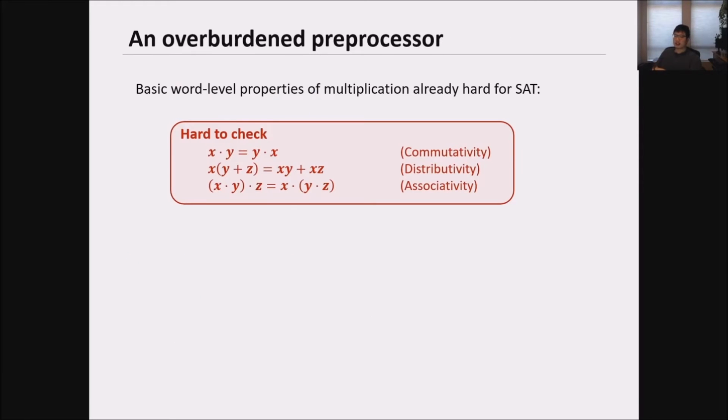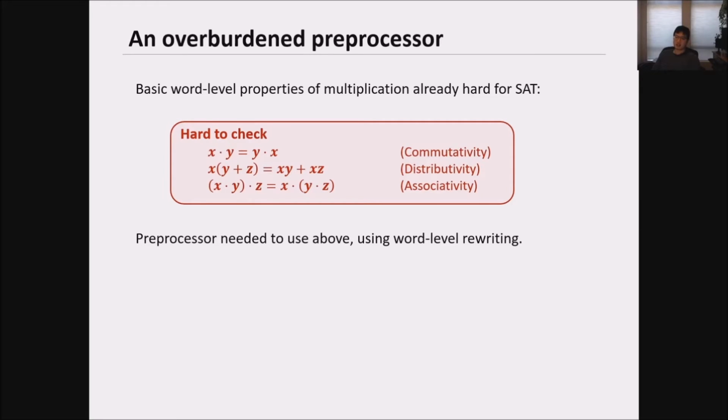And this picture is actually quite similar with all the other word-level properties of multiplication. For example, each of the ring properties, commutativity, distributivity, and associativity, is hard for SAT solvers to verify. As a consequence, a bit vector solver is generally going to rely on its preprocessor in order to make use of these properties of bit vector multiplication.